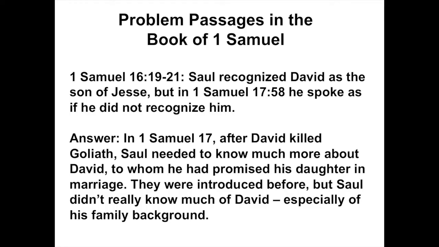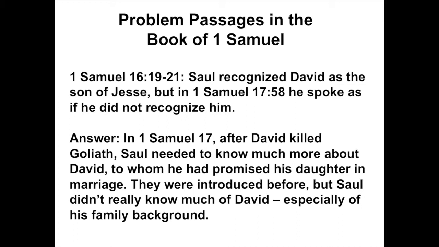Next, 1 Samuel chapter 16, verses 19 through 21. Saul recognized David as the son of Jesse, but in 1 Samuel chapter 17, verse 58, he spoke as if he did not recognize him. Saul said to him, "Whose son are you, young man?" And David answered, "I am the son of your servant Jesse the Bethlehemite."